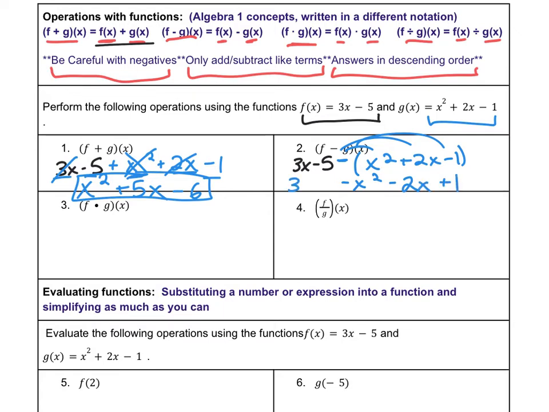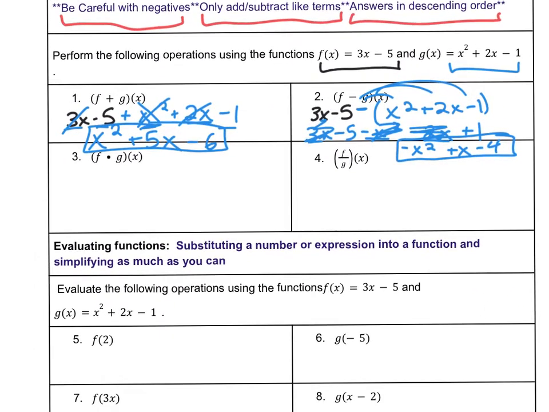Becomes that. This 3x minus 5 just comes on down. And now time to simplify. Negative x squared is my highest exponent. Going to write it by itself. 3x minus 2x is just a plus x. And negative 5 plus 1 is negative 4. So that is my answer to number 2.